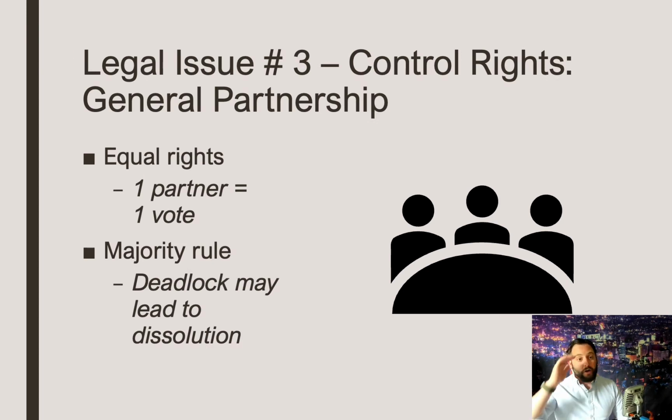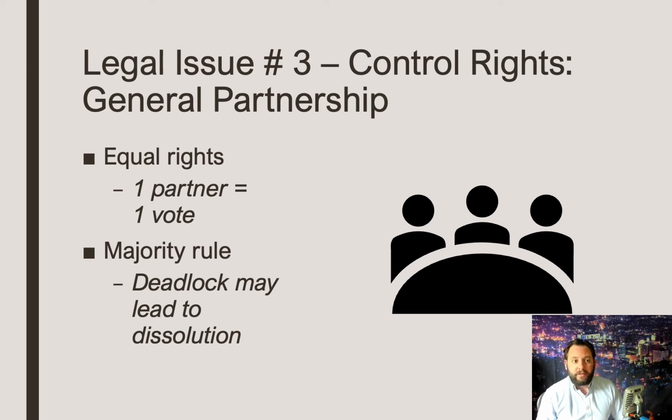How are partnerships governed? In general, one partner gets one vote, no matter how much they contributed. So if one partner contributed $10 and the other $1 million, without an agreement that says otherwise, they both have equal participation rights, one partner, one vote. And that means that if there are only two partners, they may deadlock. One may say yes, the other says no. And what happens if there's an impasse? If there's an impasse and the business can't move forward, it may have to be dissolved and wound up.